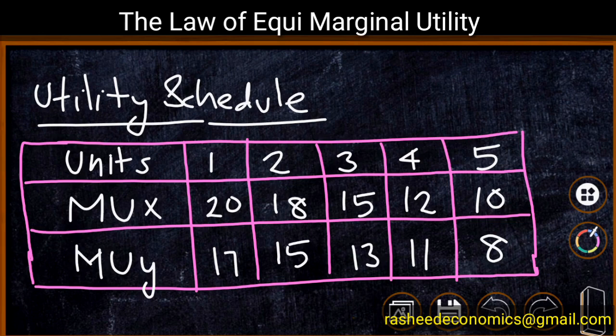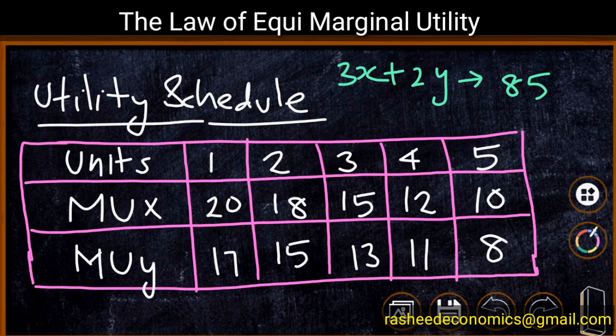As per the calculation, at the point of consumer equilibrium, where the consumer is consuming 3X plus 2Y, he is getting 85 units of utility. That is, utility derived from the first unit of X plus the second unit of X plus the third unit of X, plus 2 units of Y, that is 20 plus 18 plus 15 from X and 17 plus 15 from Y. That will give the consumer 85 units of total utility.